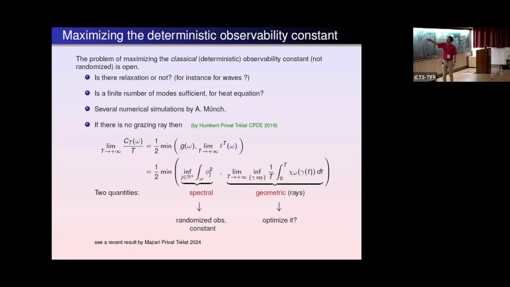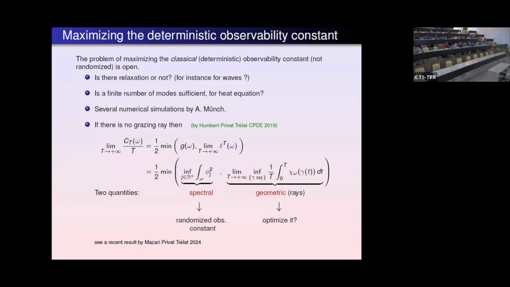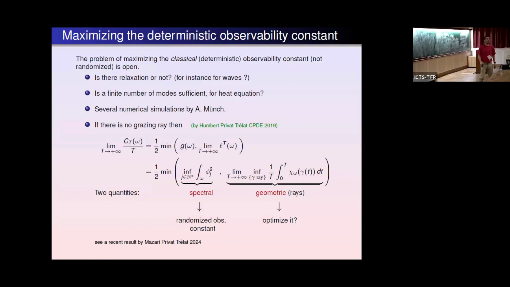And the other quantity that is in the minimum is purely geometric. It is the LT of omega, which is measuring GCC. So here there is an interesting, to my opinion, shape optimization problem that would consist of optimizing this functional. It has never been done. I think it's interesting. It's a problem which combines shape optimization with geometry and geometric considerations on the geodesic flow.